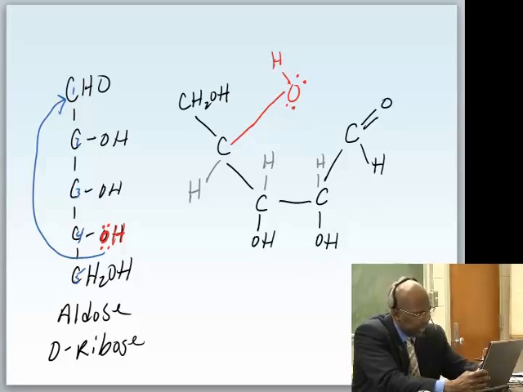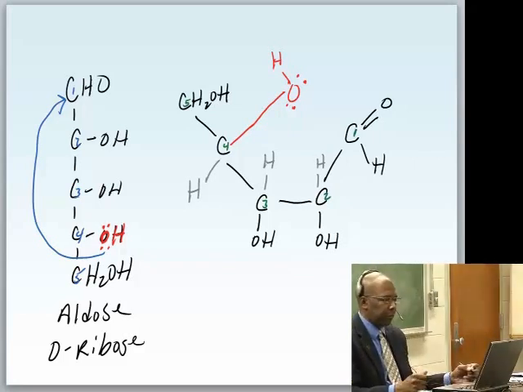Let's number these carbons so we can see if things look the same. I'm going to use green. 1, 2, 3, 4, 5.